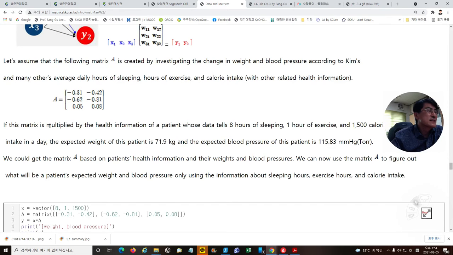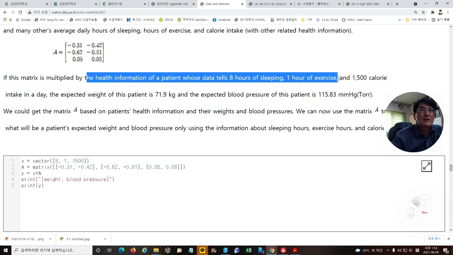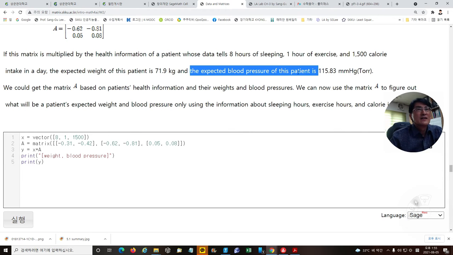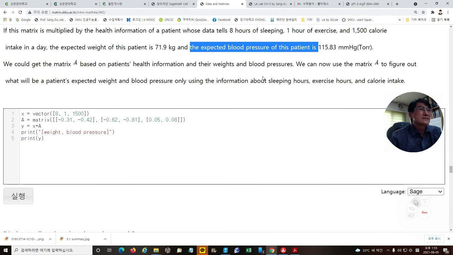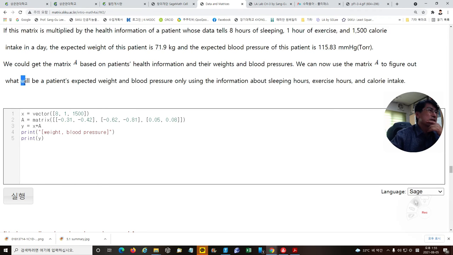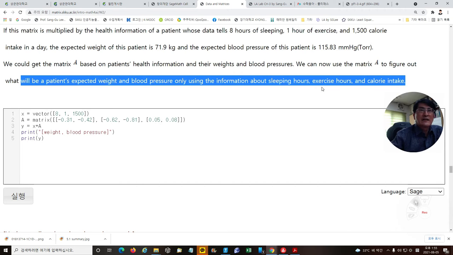If this matrix A is multiplied by the health information of a patient whose data tells 8 hours of sleeping, 1 hour of exercise, and 1,500 calorie intake in a day, the expected weight of the patient is 71.9 kilograms and the expected blood pressure of this patient is 115.83 torr. Then we can use the matrix A to figure out a patient's expected weight and blood pressure using only the information about his sleeping hours, exercise hours, and calorie intake.